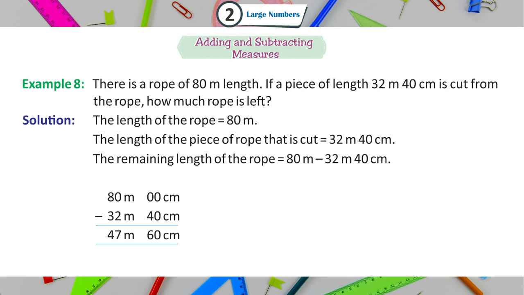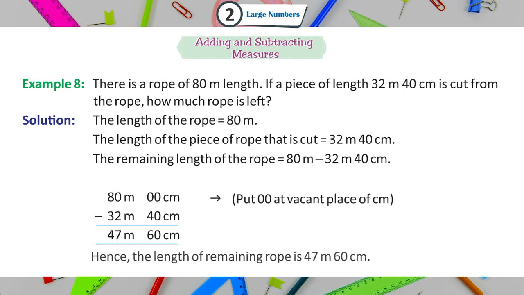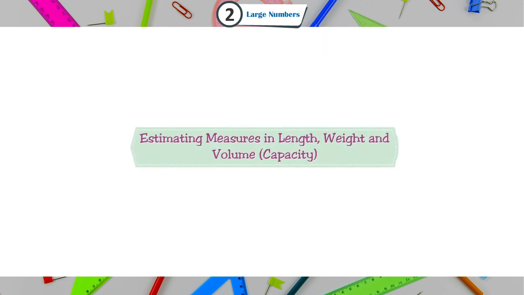80 meters minus 32 meters 40 centimeters is equal to 47 meters and 60 centimeters. Put 00 at vacant place of cm. Hence, the length of remaining rope is 47 meters and 60 centimeters.